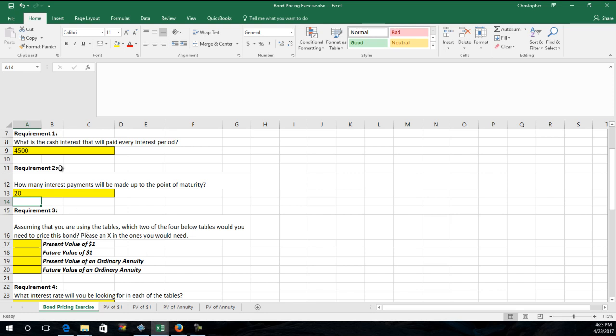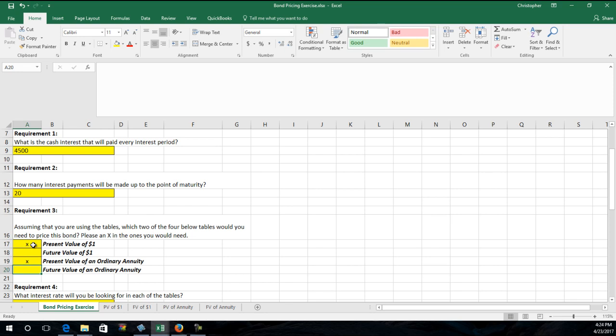Requirement 3. Now that we have some of that information, we're going to be using the tables, I'll just say present or future value tables for right now. Rather than using a calculator, rather than using Excel to price this bond, we're going to be using tables. Time value of money tables, that's a generic term. So the question is, which two of the 4 tables do we need? We have present and future value of $1, lump sum, present and future value of annuity. We only need 2, and they are going to be the 2 present value tables.